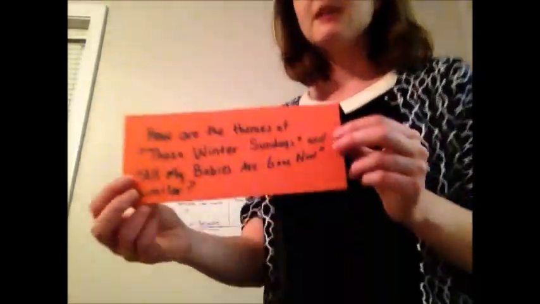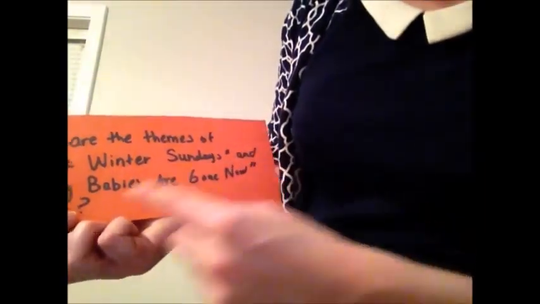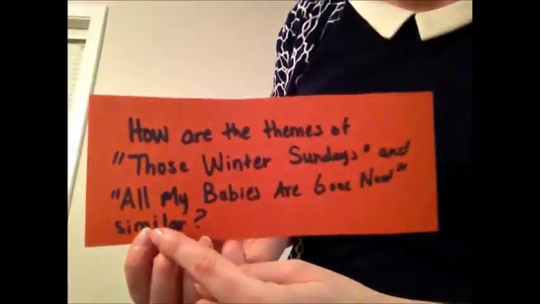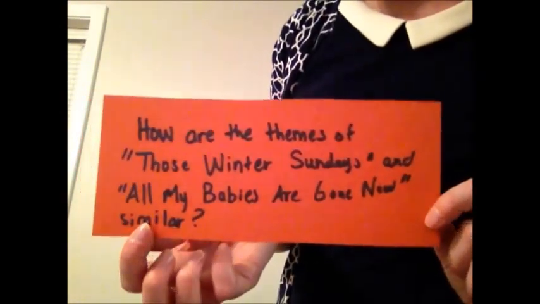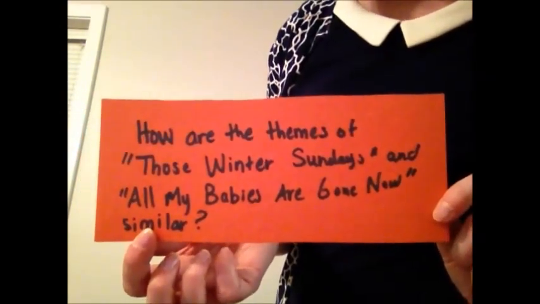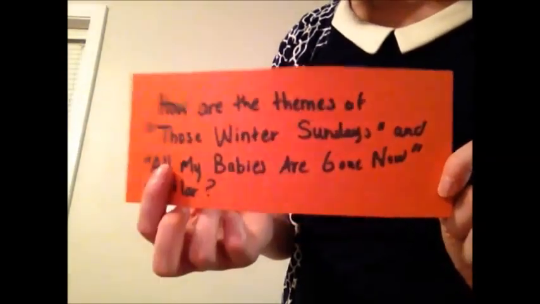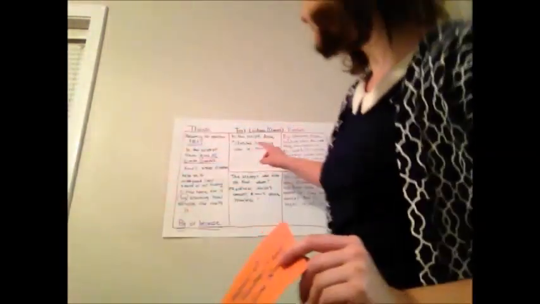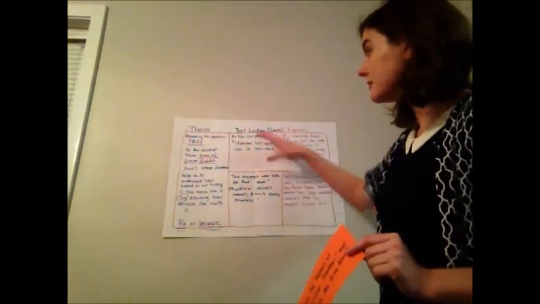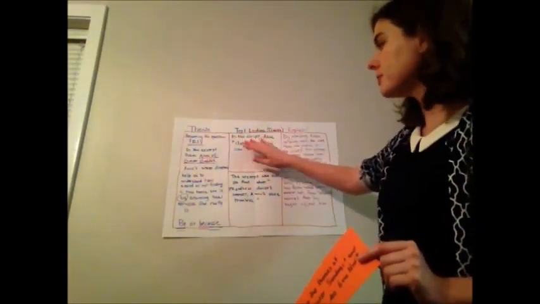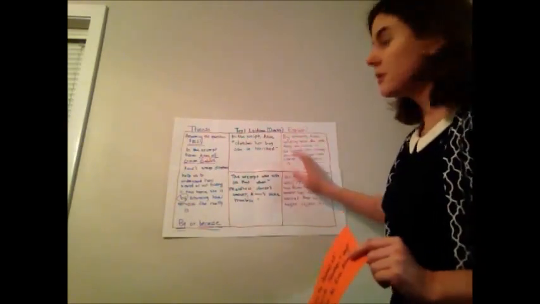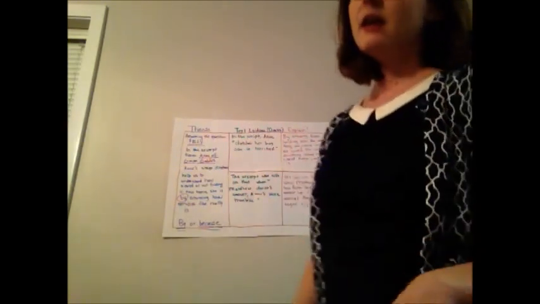Okay, so this one will be about a poem and a story. How are the themes of Those Winter Sundays and All My Babies Are Gone Now similar? So what I'm asking you guys to do is go there, try it out and see how you do. When you're using 2 different ones, one will be from the first story, one will be from the second story, and they're going to show how they connect. Okay, give it a shot.